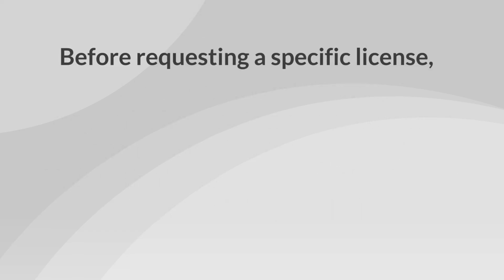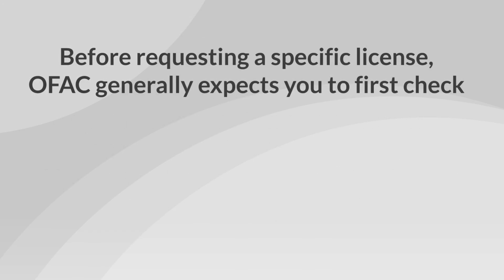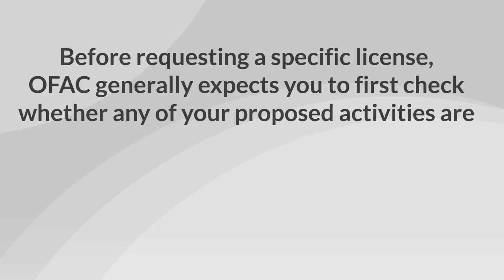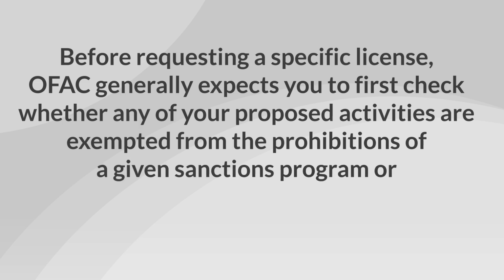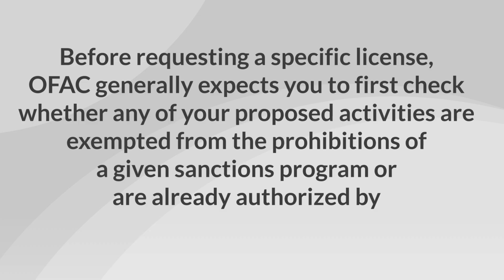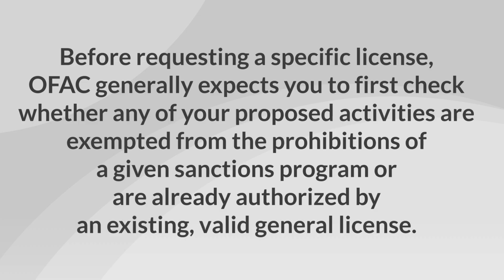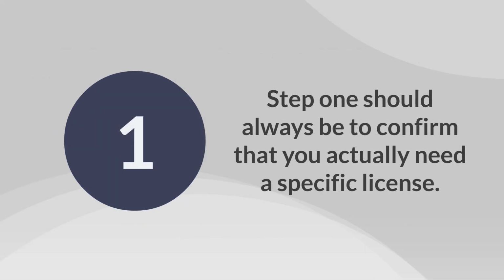Before requesting a specific license, OFAC generally expects you to first check whether any of your proposed activities are exempted from the prohibitions of a given sanctions program or are already authorized by an existing, valid, general license. Step 1 should always be to confirm that you actually need a specific license.